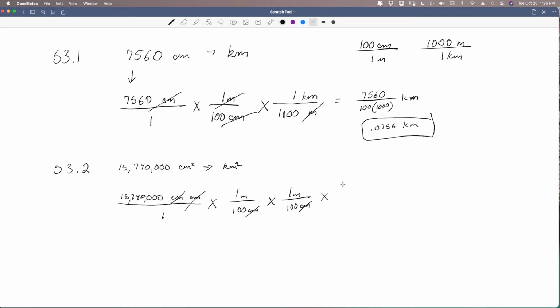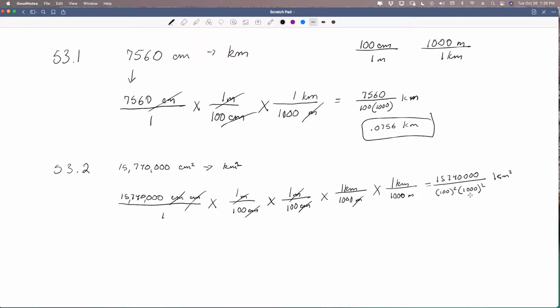Now we need to go from meters to kilometers. So we do the same thing. 1 kilometer over 1,000 meters cancels out one of the meters. Now 1 kilometer again over 1,000 meters cancels out the other meter. So now we have 15,740,000 over 100 squared times 1,000 squared kilometers squared.